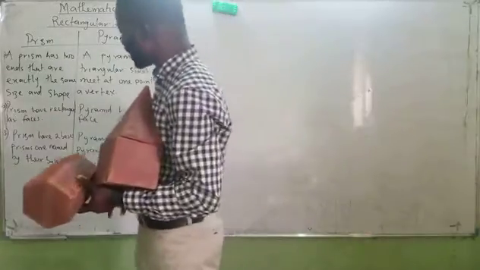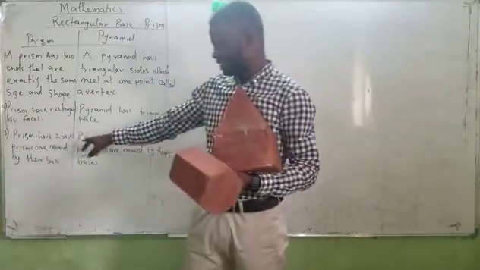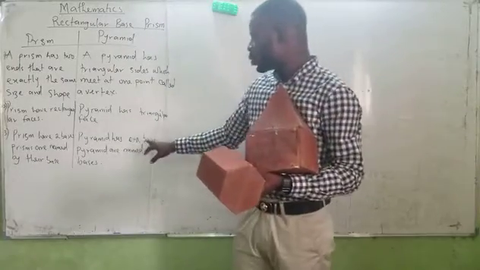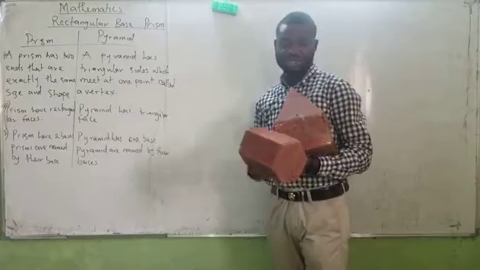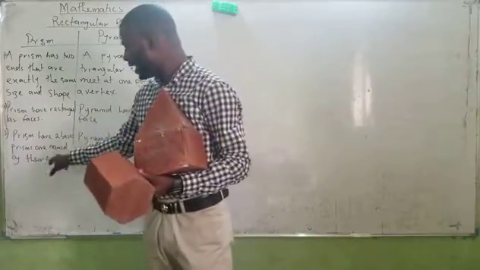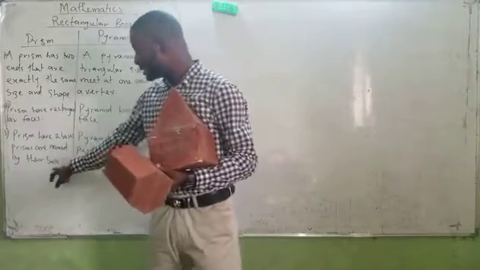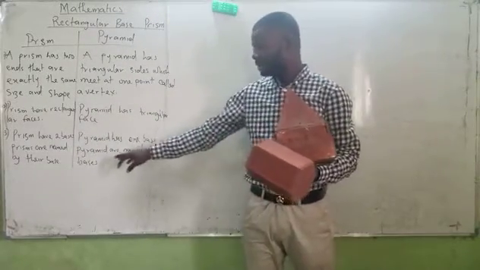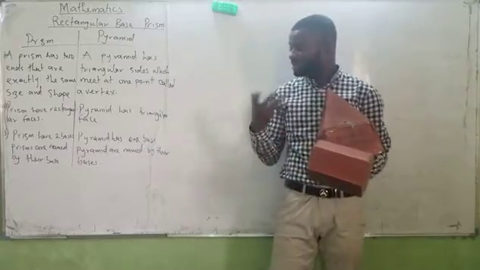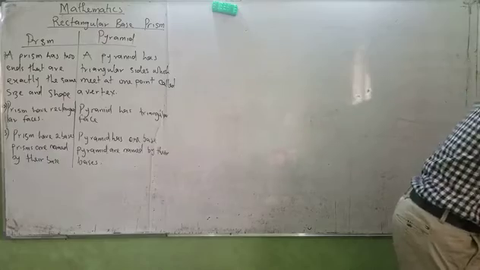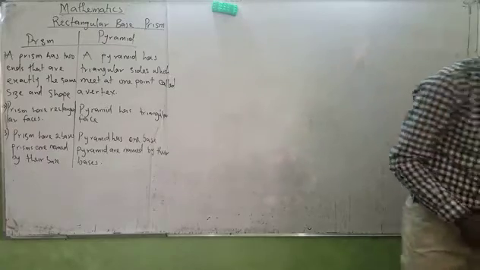Another thing I want you to understand, a prism has 2 bases: base 1, base 2, while a pyramid has only 1 base. Can you see the base is down. Prisms are named by their bases. Pyramids are named by their bases also. Can you see that is what we are talking about? But try to understand the difference between prism and pyramid.